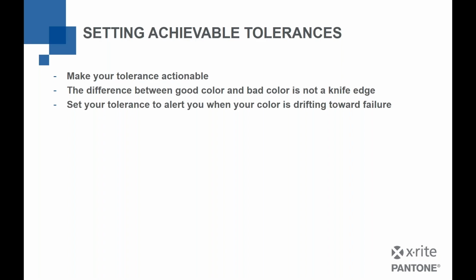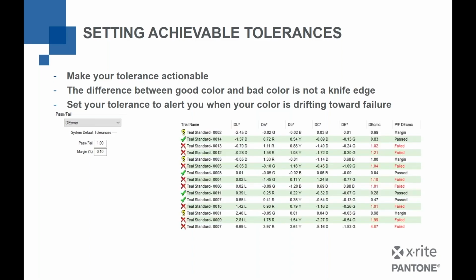This applies if we happen to be trending color work that we're doing. In this case, I have my default tolerance at 1.0, but I've set this thing called a margin, at 10%. I'm essentially saying 10% of my tolerance I want to call margin. What that means is that when I do my samples, I now get green check marks and red X's, but I also get yellow question marks. Over on the far right, it tells me that my pass-fail tolerance is margin. I'll get that for any sample between 0.90 and 1.00. Anything over 1 will, of course, fail. Anything less than 0.9 will pass, but anything in between is going to get marked as margin.